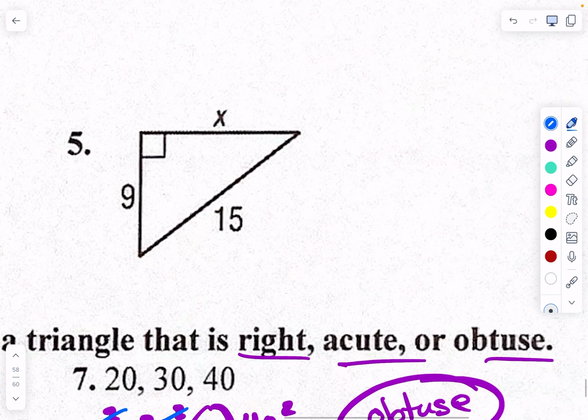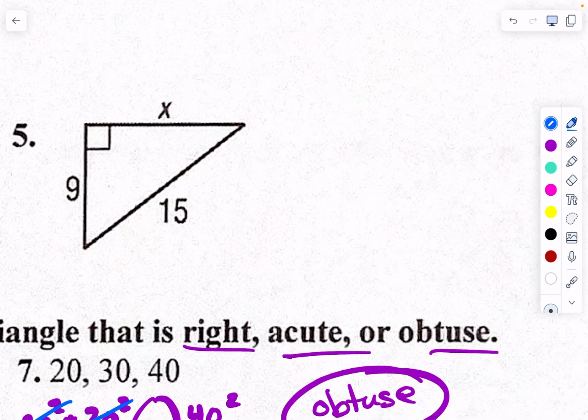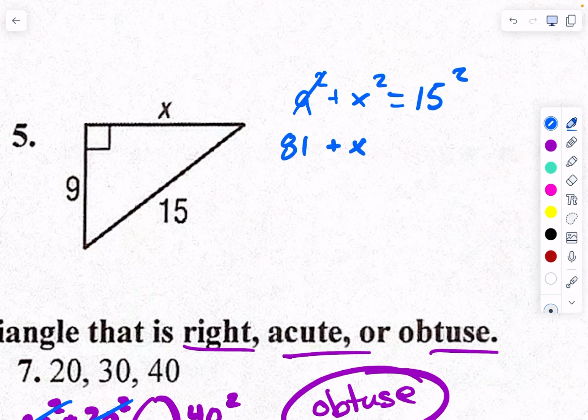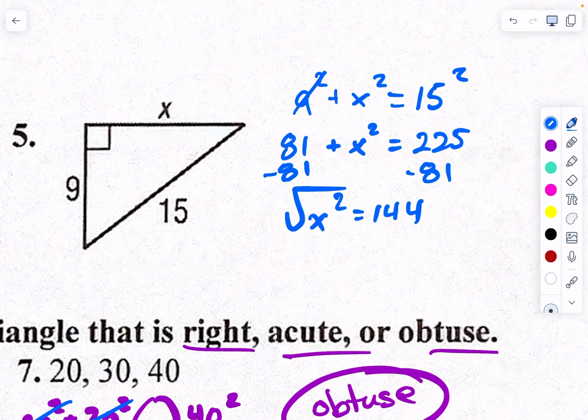Number 5. You're solving using the Pythagorean theorem. Which side is side C? 15. So 9 squared plus x squared equals 15 squared. 9 squared is 81. Do you know what 15 squared is? 225. Okay, minus 81, and that is 144. And the square root of 144 is 12. Guess what?